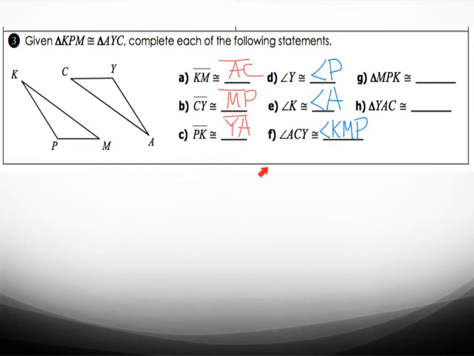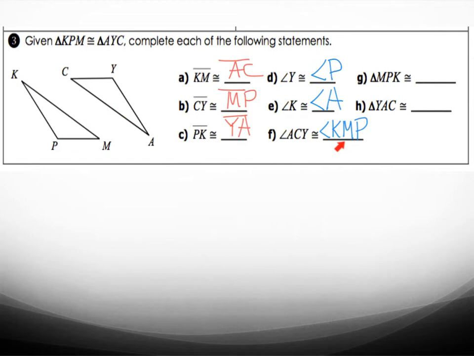And then this one, we name angles with 3 letters and we concentrate on the one in the middle, which is C. So I'm going from A to C to Y. So when I look at my statement, I'm going from A to first, C to third, Y to second. So I'm going 1, 3, 2.